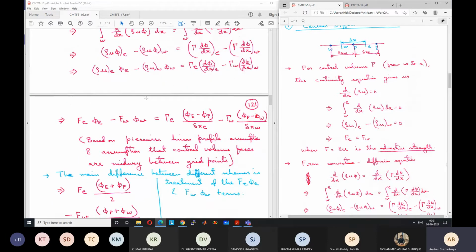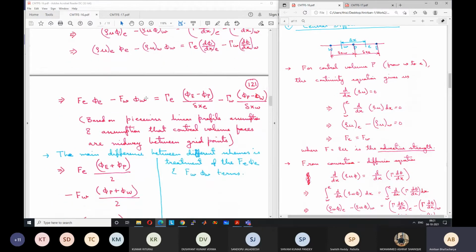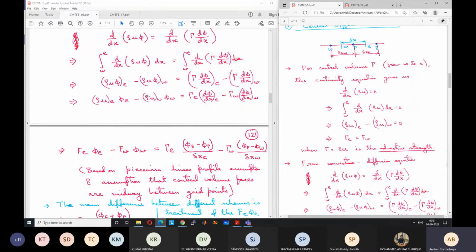For all the schemes that we will study today and in the next few classes, the main issue will be how to resolve these Fe phi e and Fw phi w terms. What will be the value of Fe phi e at this east point and Fw phi w at this west point? How will we interpolate them? Should we just linearly interpolate or should we do something else? That will be our question in the subsequent treatment of these terms.